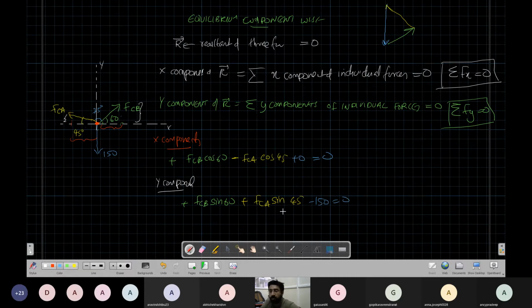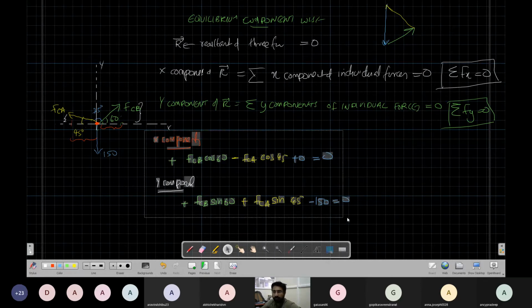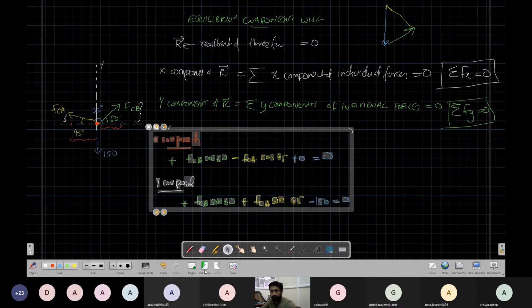Okay. So now we have two equations. FCB cos 60 minus FCA cos 45 equal to 0. And FCB sin 60 plus FCA sin 45 minus 150 equal to 0. So these are two linear equations to solve here. So I'll copy this and try to solve on a new page.